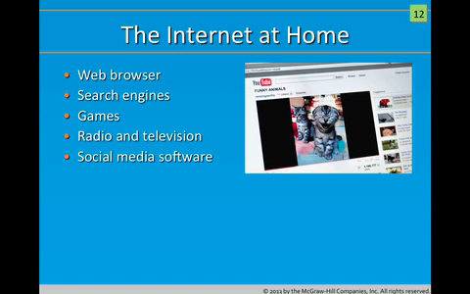Some other things that people might be interested in: being able to play games, access TV and radio on the internet, and then social media software has grown a lot over the last few years.